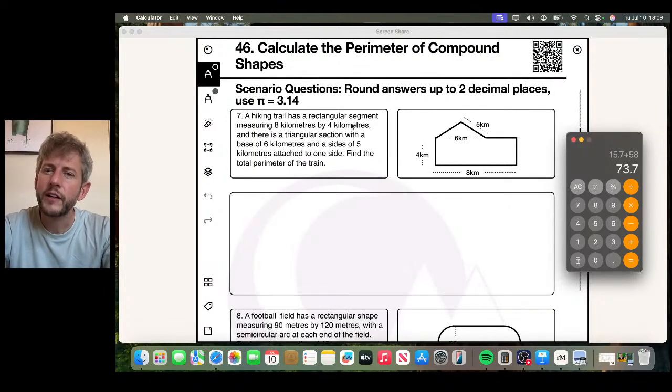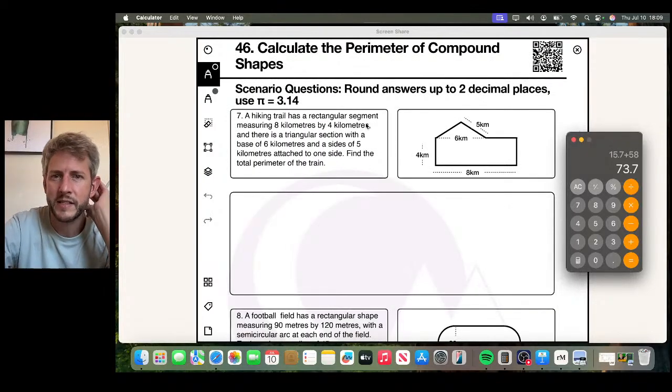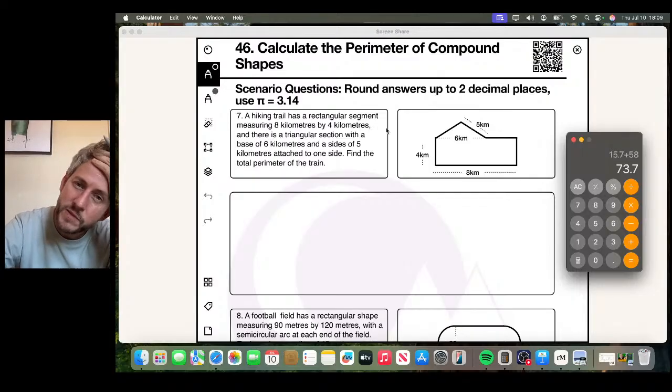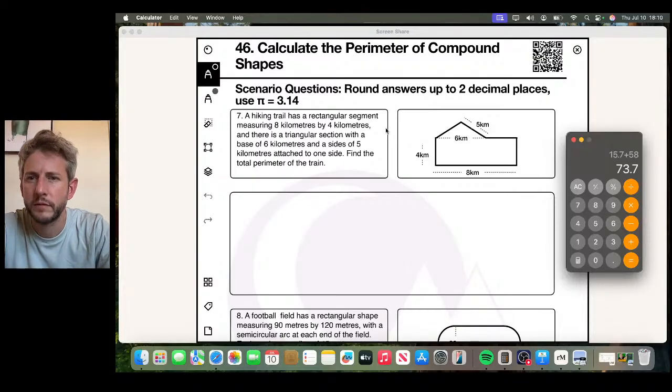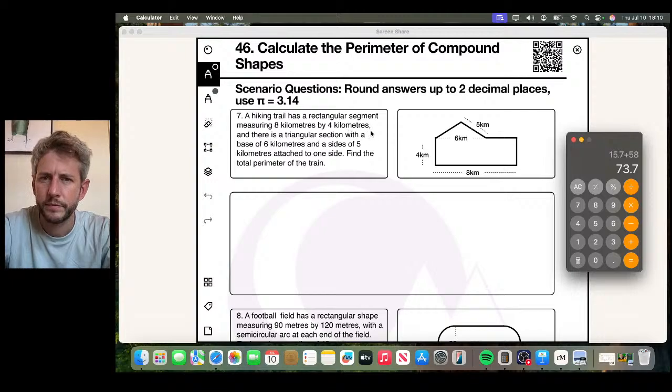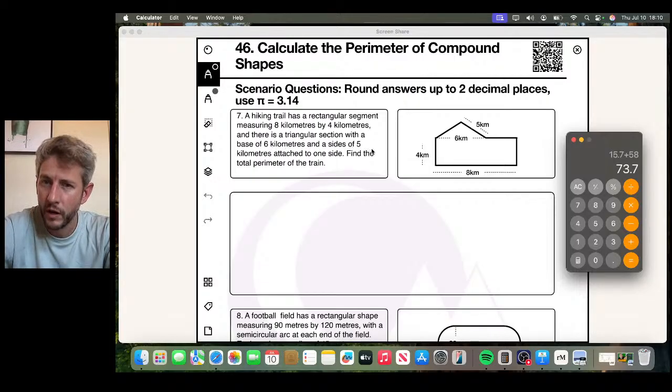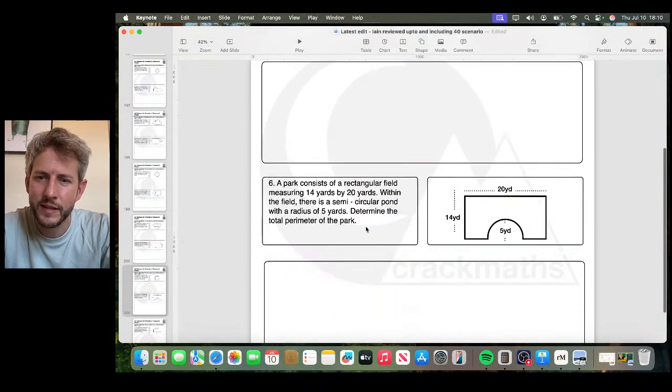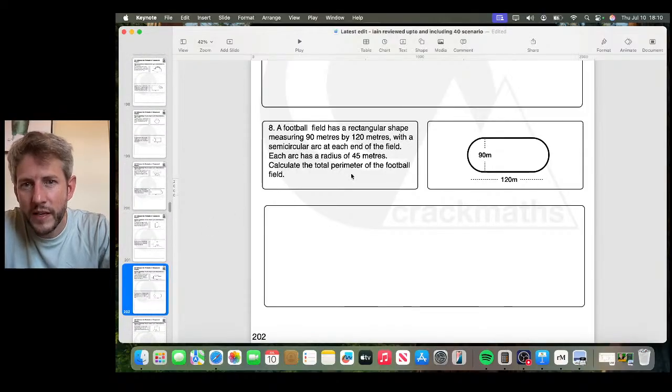Question 7. A hiking trail has a rectangular segment measuring 8 kilometers by 4 kilometers, and there is a triangular section with a base of 6 kilometers and sides of 5 kilometers. Right, that doesn't read well, I'm afraid. Sorry about this. This is not the best one, but this is why we do this.